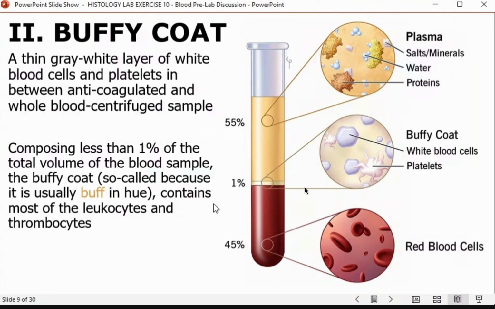Your buffy coat contains your white blood cells and your platelets. It composes less than 1% of the total volume of the blood sample. And it's called the buffy coat because it is usually buff in hue. I actually had to look up why they call it buffy coat.